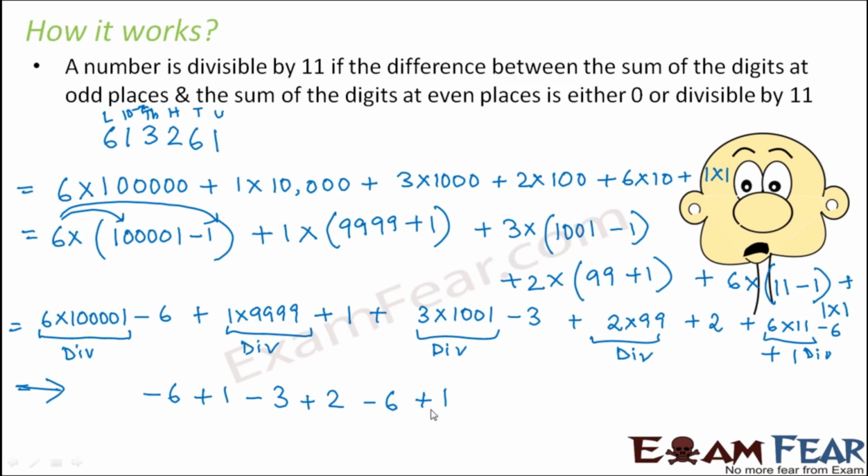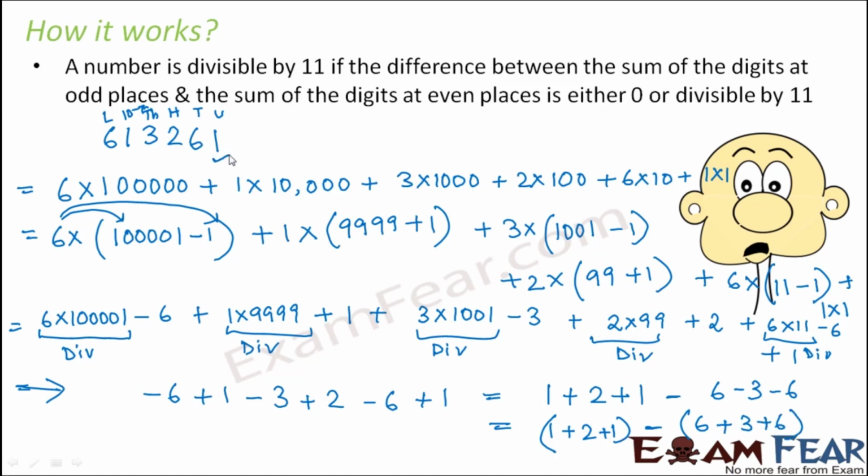Now let us write all the positives together and all the negatives together. This can be written as 1 plus 2 plus 1 minus 6 minus 3 minus 6. And this can be written as 1 plus 2 plus 1 within brackets, minus 6 plus 3 plus 6 within brackets. And what is this? 1 plus 2 plus 1. These are basically the sum of the digits in the odd places.